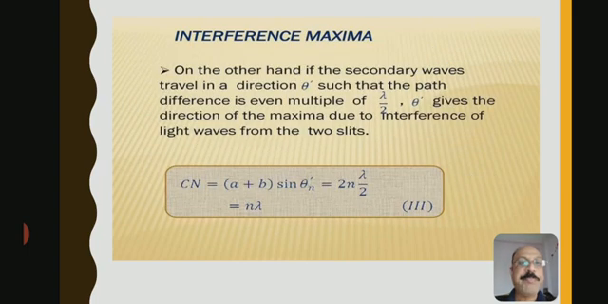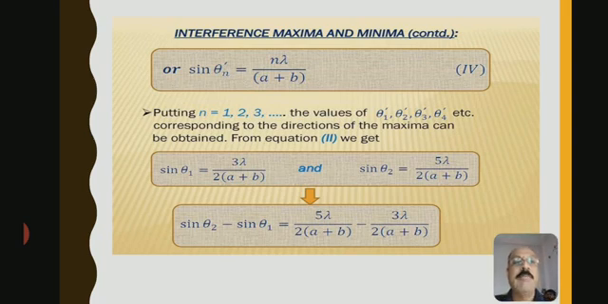Interference maximum. On the other hand, if the secondary waves travel in a direction theta such that the path difference is an even multiple of lambda by 2, theta gives the direction of the maxima due to interference of light waves from the two slits. Then CN is equal to (a plus b) sin theta n dash, which is equal to 2n into lambda by 2, or n lambda, with the 2 getting cancelled, called equation number 3. So that equation can be written as sin theta is equal to n lambda divided by (a plus b).